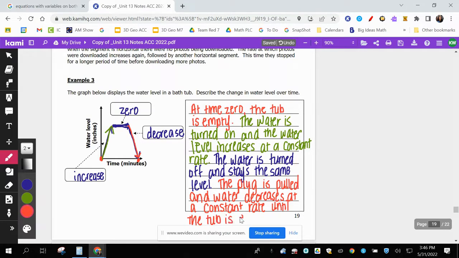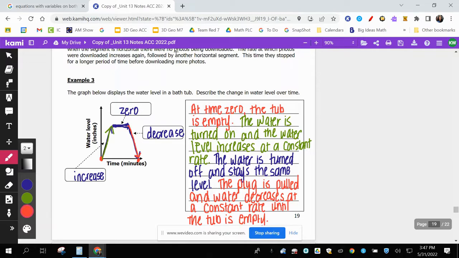I know this is a lot of writing. There's going to be some writing today. I know. It's going to be fine. You'll get through it. So here we go. At time 0, the tub is empty. The water is turned on and the water level increases at a constant rate. The water is turned off and stays the same level. The plug is pulled. The water decreases at a constant rate until the tub is empty.